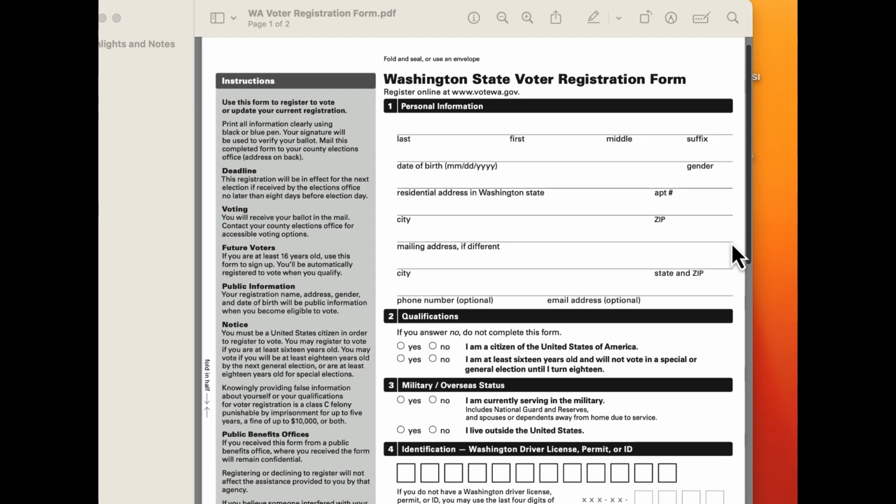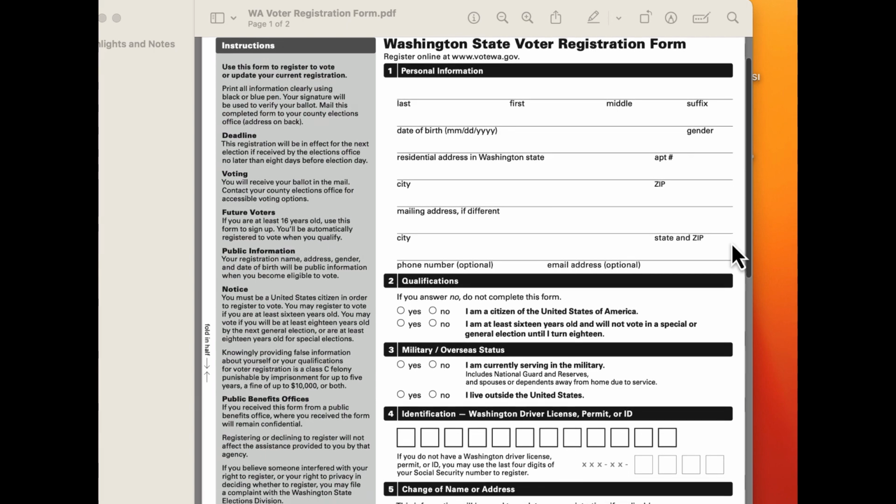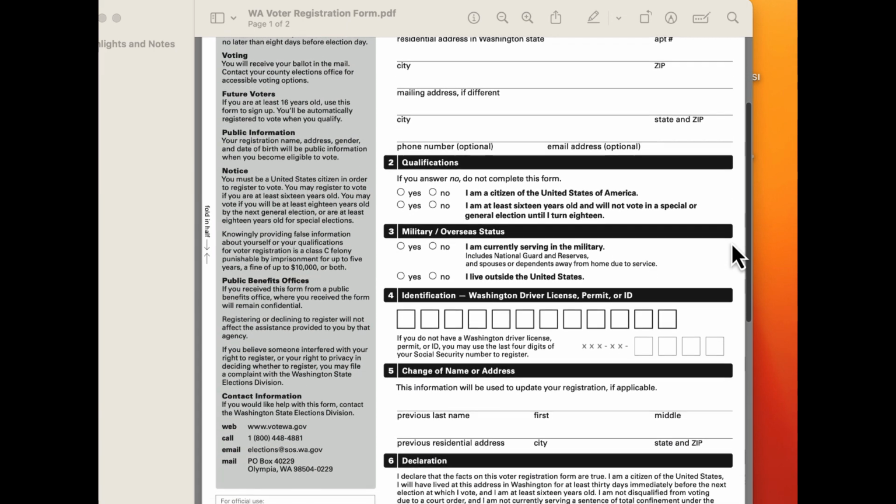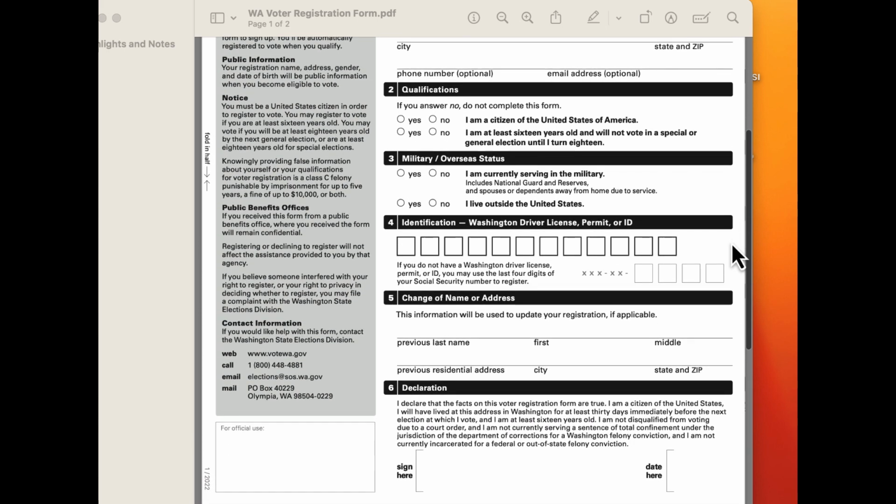Here is an application for voter registration. It asks for either a driver license number, or if you do not have a Washington driver's license, you can provide the last 4 digits of your social security number instead.